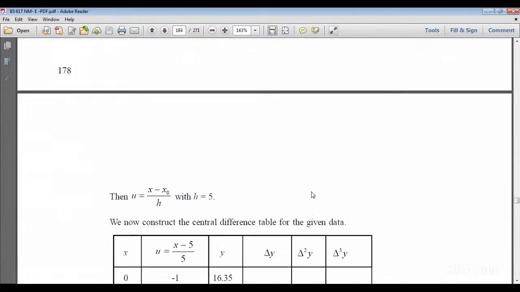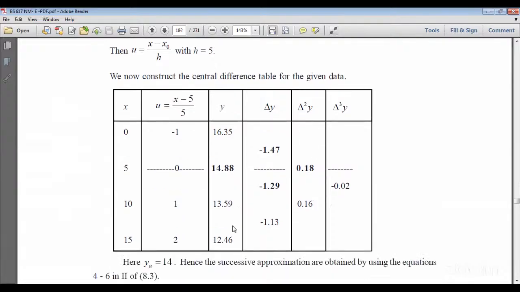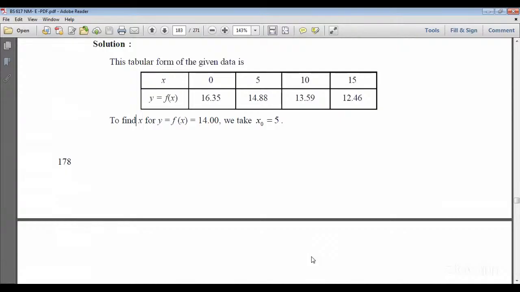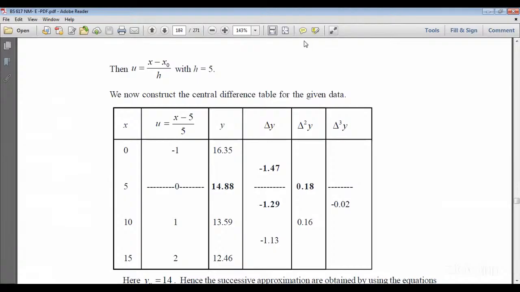We are taking here (x minus x naught) by h as the central value: 5 minus 5 by 5, that is 0. Then the values are minus 1, 0, 1, 2. So applying the values 16.35, 14.88, 13.59 and 12.46, the first differences are minus 1.47, minus 1.29 and minus 1.13, the second differences are 0.18 and 0.16, and the third difference is minus 0.02.